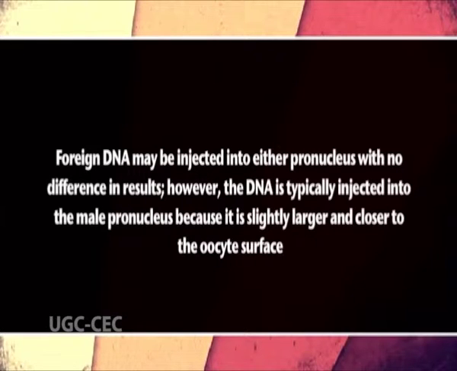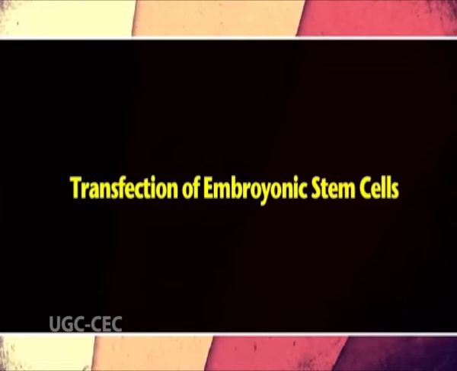surface. These oocytes are subsequently transferred into the uterus of pseudo-pregnant recipient animals. The offspring is screened to confirm a successful integration of the gene of interest for use in further studies. Next is the transfection of embryonic stem cells.